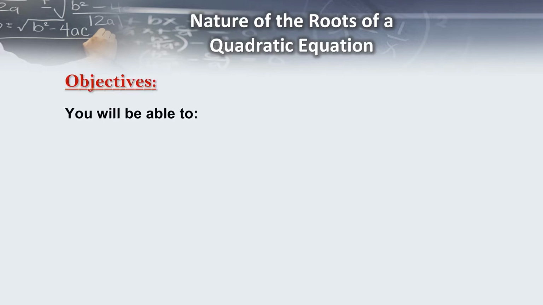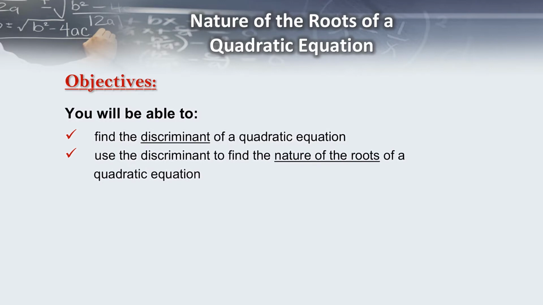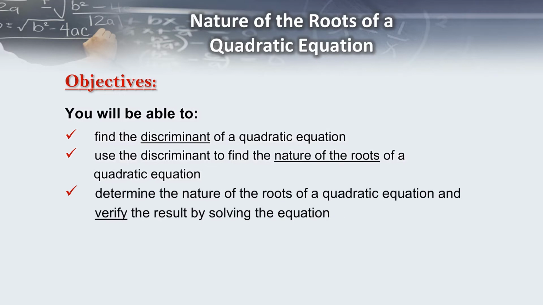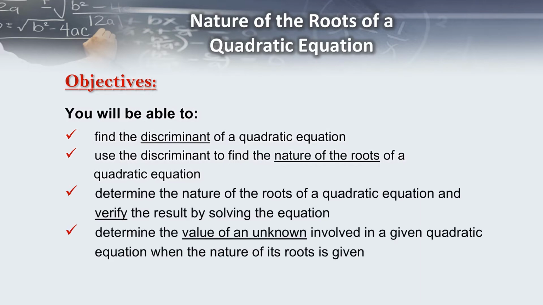By the end of this lecture, you will be able to find the discriminant of a quadratic equation. Use the discriminant to find the nature of the roots of a quadratic equation. Determine the nature of the roots of a quadratic equation and verify the result by solving the equation. Determine the value of an unknown involved in a given quadratic equation when the nature of its roots is given.